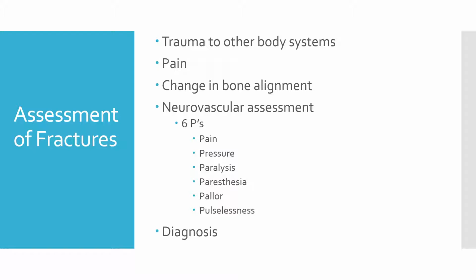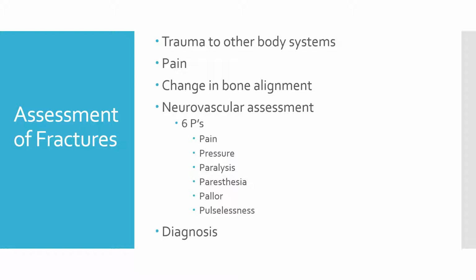Assessment of fractures. First, they just had a fracture of a bone, so that indicates possible trauma to other parts of the body. If they had force great enough to actually break a bone, then we need to assess other parts of their body for trauma. So we need to look at their head, look at their chest, abdomen, and really do a full head to toe look over for any other signs of trauma.